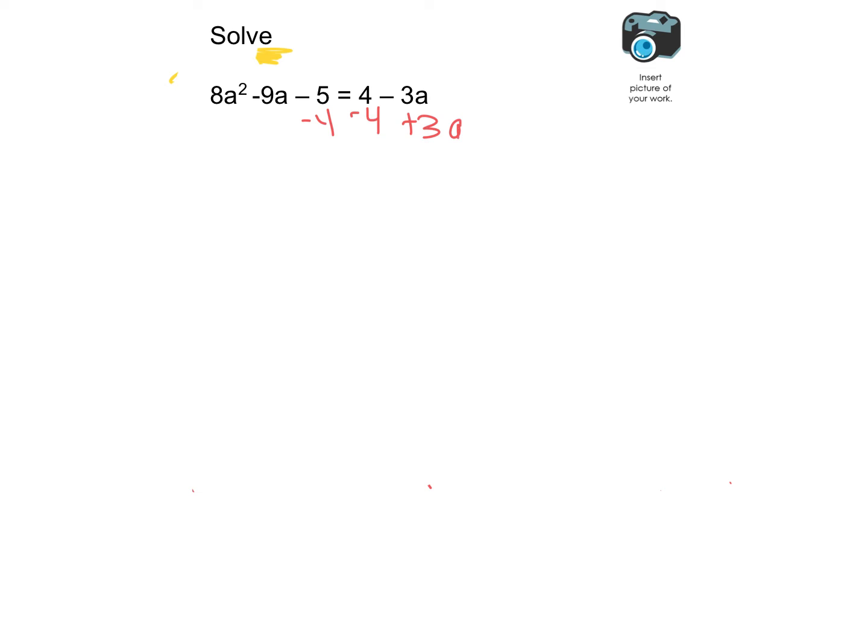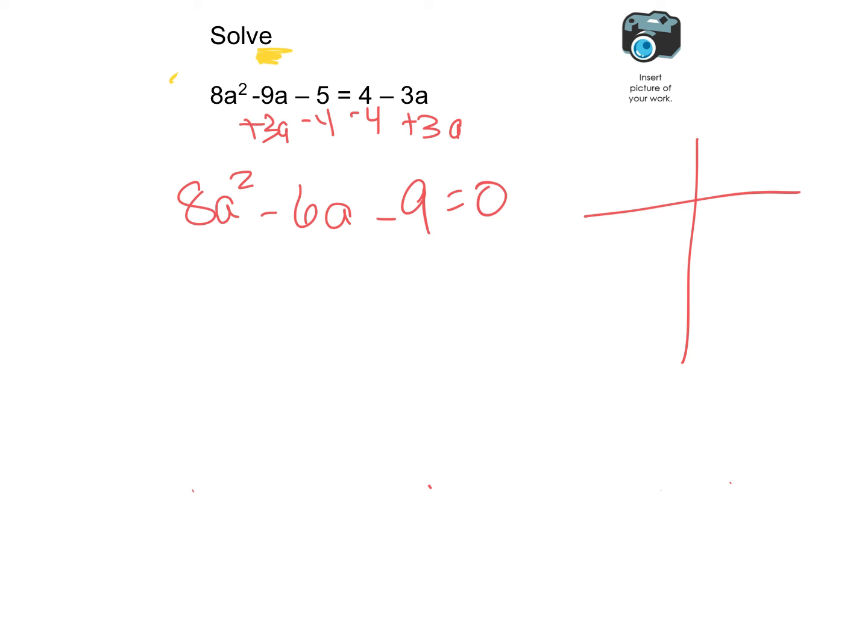I'm going to add 3a to both sides. 8a squared minus 6a minus 9 equals 0. Okay, now I have it all set equal to 0. I need to look for a greatest common factor. 8, 6, and 9 do not share a greatest common factor, so now I'm ready for my t-chart.